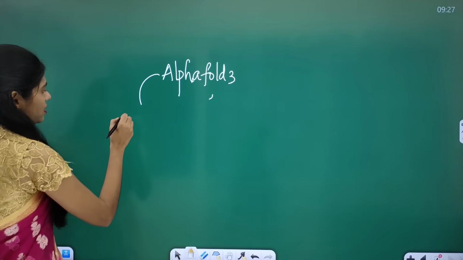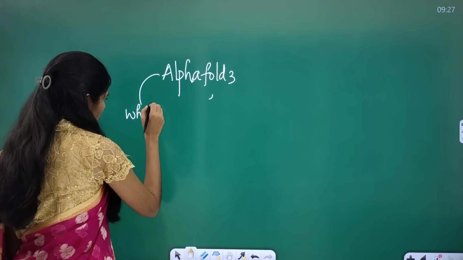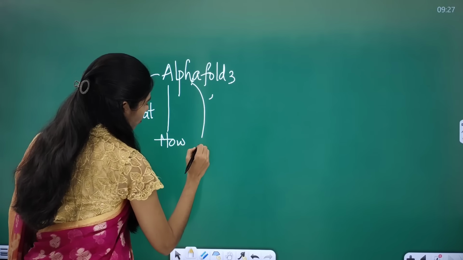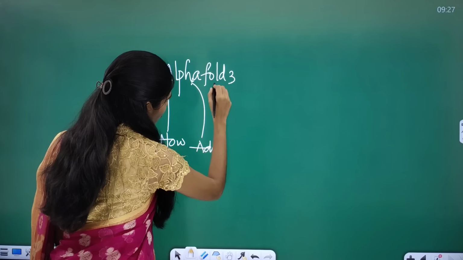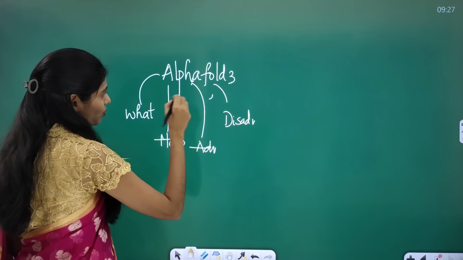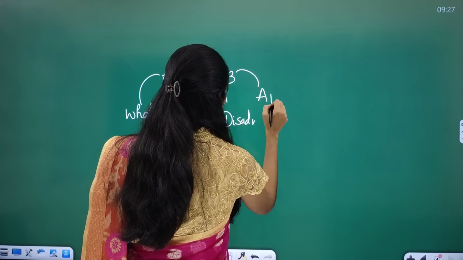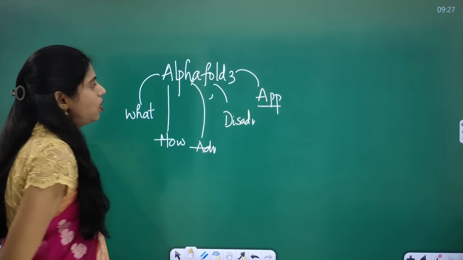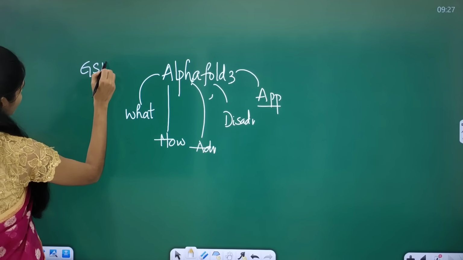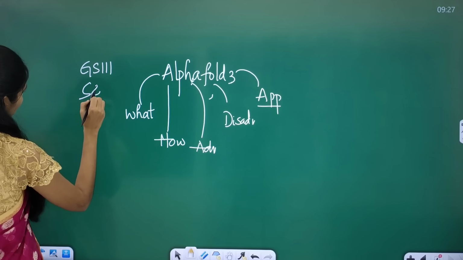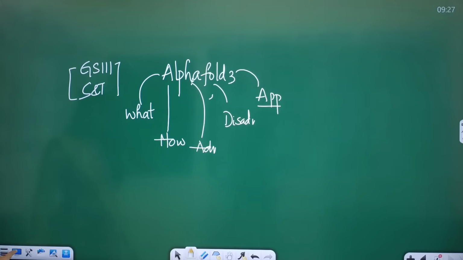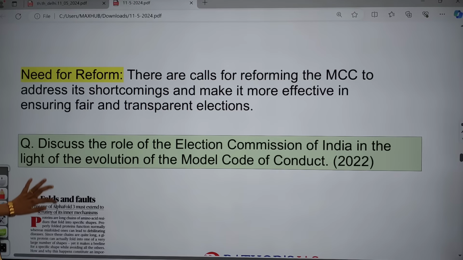First important thing is you have to know what this is and how it works, what the advantages are, what the disadvantages are, and what the applications are. All these are very important, and this topic is important from GS paper 3 under science and technology. Clear? Now let us see this topic in detail.